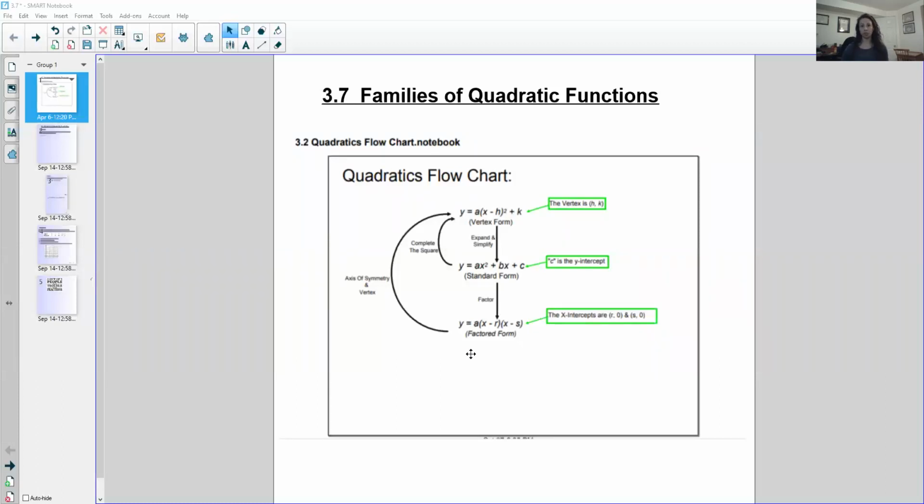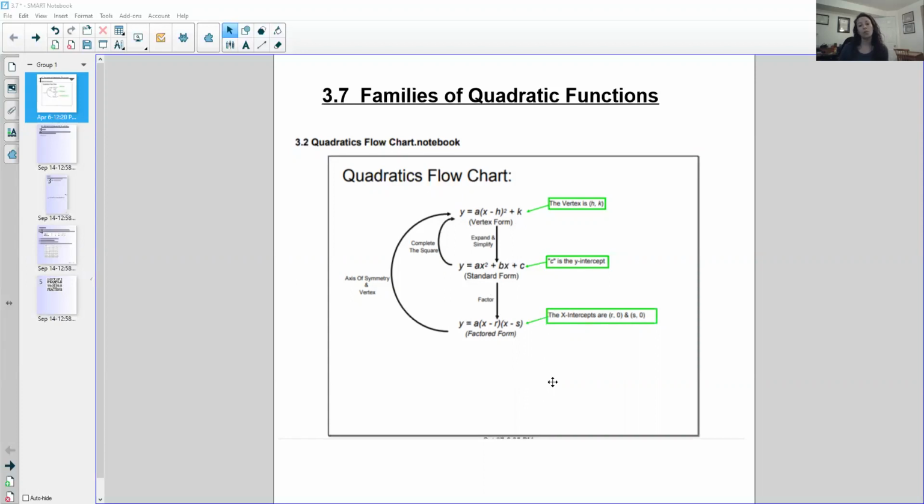So a quick refresher from the other sections. We've been looking at different forms of quadratics, and each form has its own kind of information. We've got our vertex form over here, and the reason we like it is we can get our vertex from it. It is the h and the k value. If we expand and simplify and collect all of our like terms, you end up in standard form. And we like standard form because we get the y-intercept as the c value.